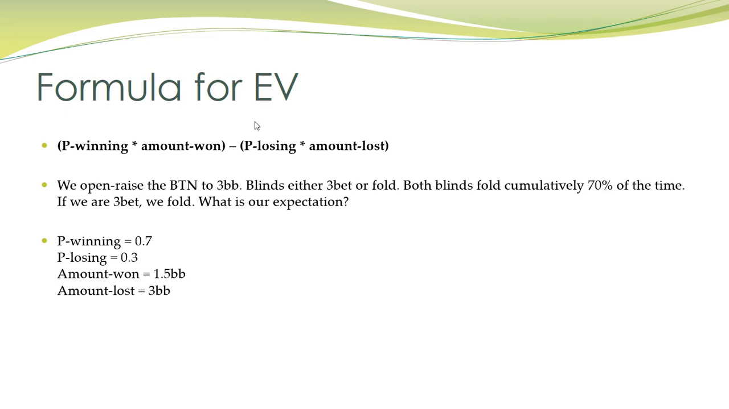The second step is to take our 4 terms and input them into the formula in their respective positions. So that's what we've done here. 0.7 times 1.5 minus 0.3 times 3 equals our expectation.